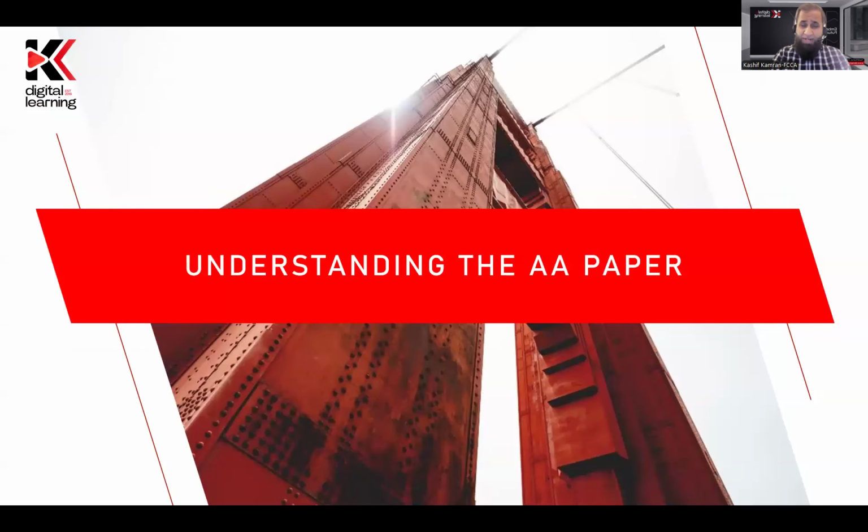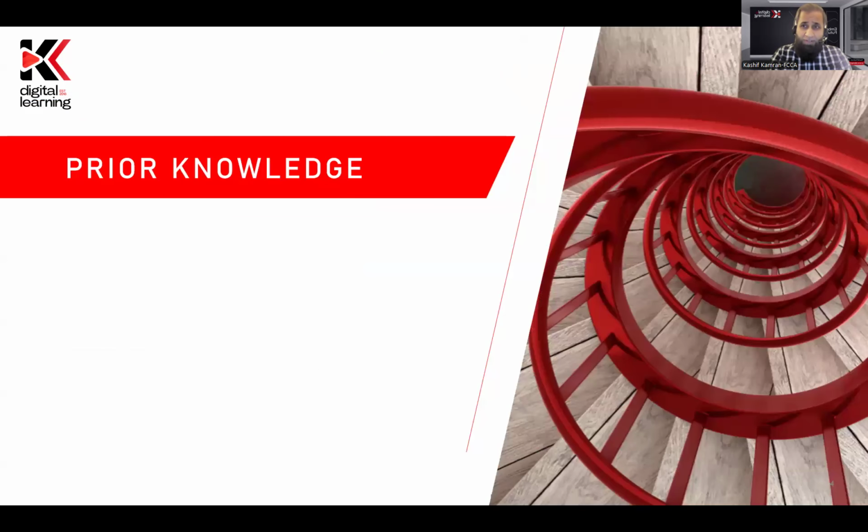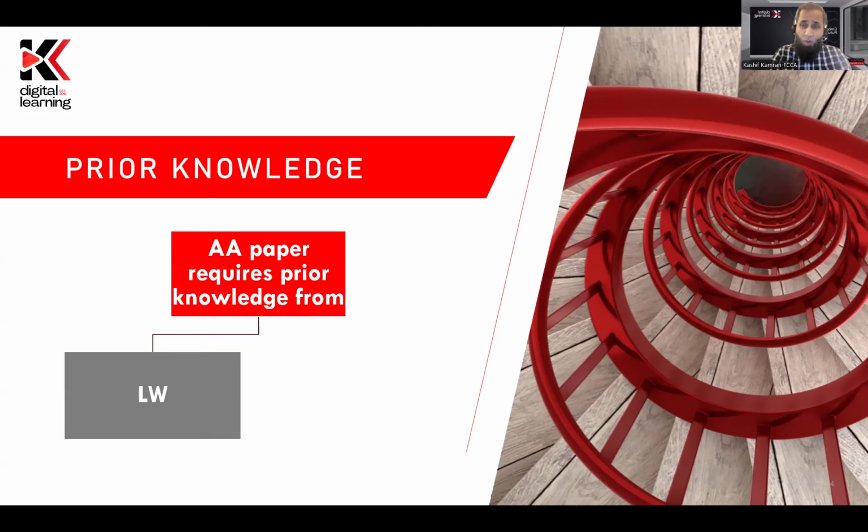Now let's first understand the AA paper. In terms of the prior knowledge you need for the AA paper, there are two papers which will be contributing. Number one, the law paper, which will help you with the knowledge around corporate governance, because corporate governance is a topic within the AA syllabus, and your understanding about the laws and regulations which you have studied in the law paper, particularly corporate governance, will be of benefit in the AA paper.